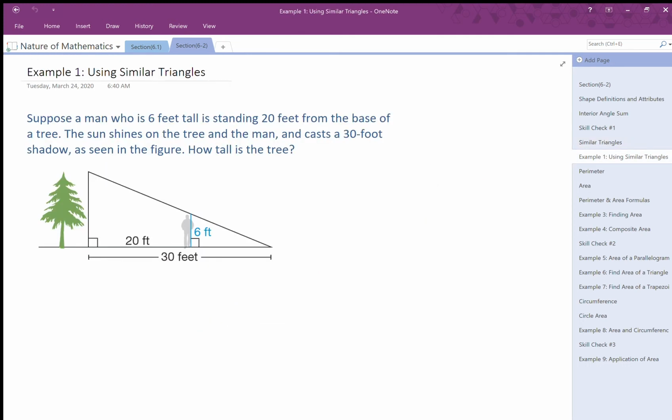So here's an application problem with similar triangles. Suppose a man that is 6 feet tall is standing 20 feet from the base of a tree, and the sun shines on the tree and the man, and it casts a 30-foot shadow as seen in the figure. What the word problem leaves out is that the man's shadow must be lined up with the tip of the tree shadow at this point.